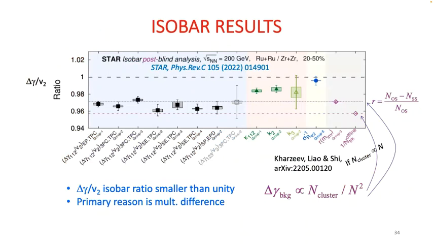So back to the isobar CME search. So if everything is scaled by multiplicity, and actually Kharzeev, Liao, and Xu, they actually, assuming that things are inversely proportional to multiplicity, then this would be, so this point is the multiplicity ratio. And so this would be your baseline, okay? And all the data points are above that baseline. And a few sigma, okay? 3 sigma, and that's possibly a signal, right?